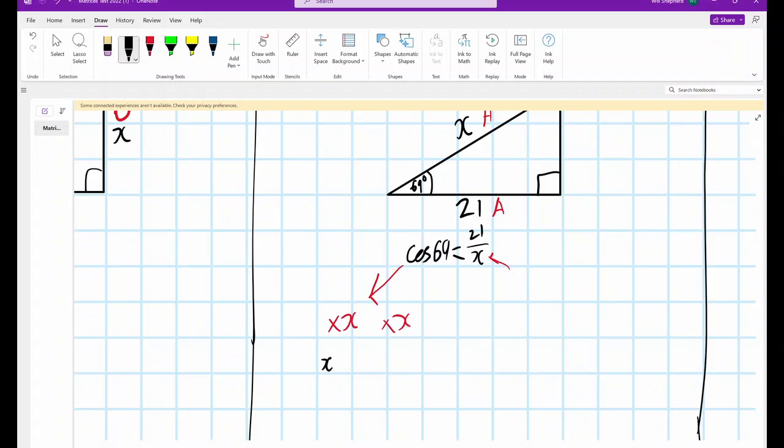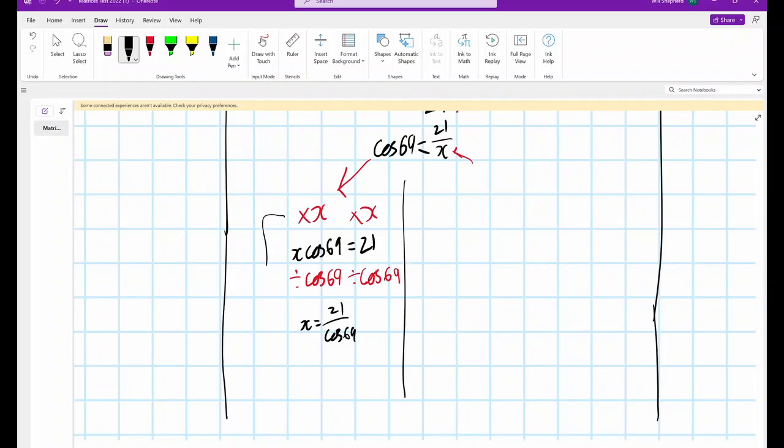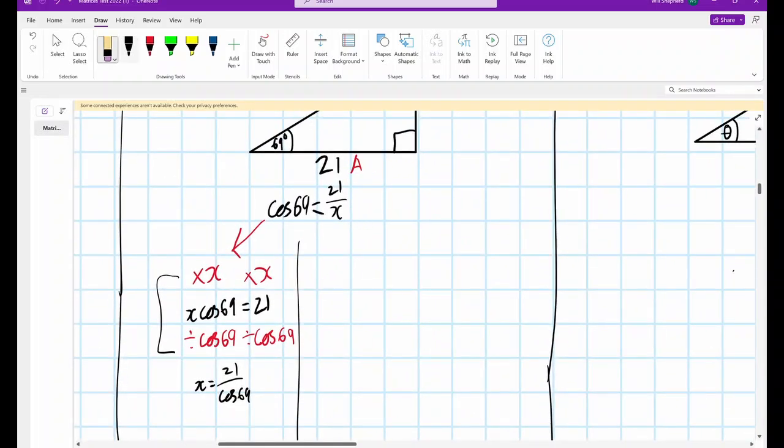and get x cos 69 degrees is equal to 21, or 9 plus 10, as the cool kids say. And then we would divide both sides by cos 69 degrees. And we would get x equals 21 over cos 69 degrees there. And then you would put that into the calculator. However, this is a lot of working, isn't it? It's a whole 3 lines, and as mathematicians, we are somewhat lazy people.